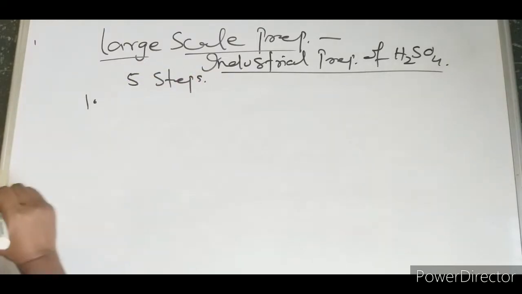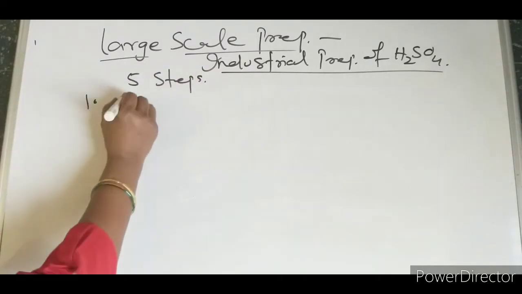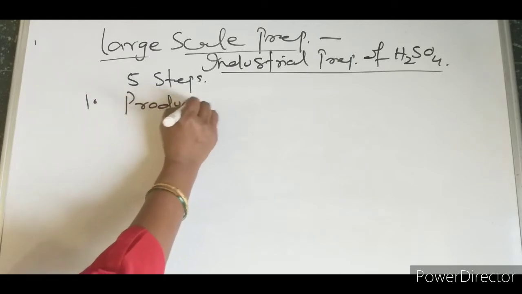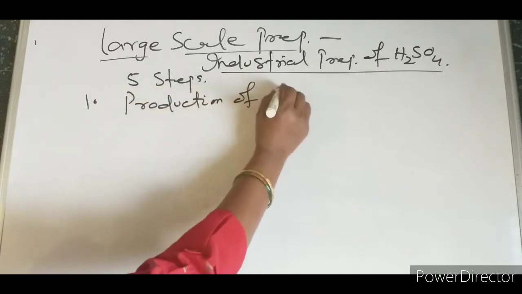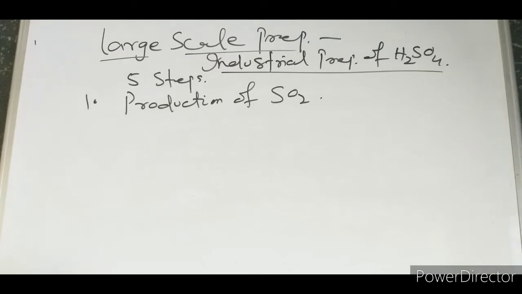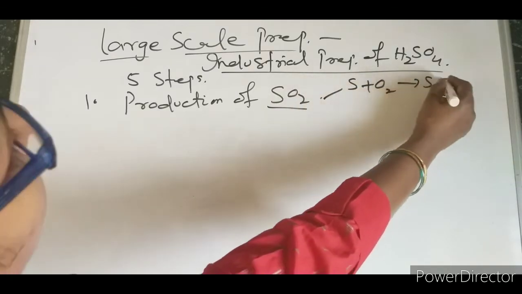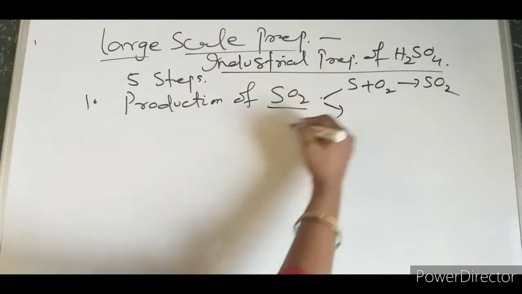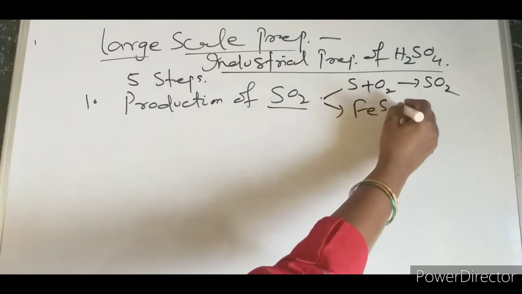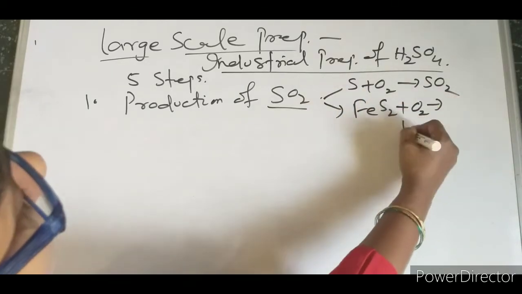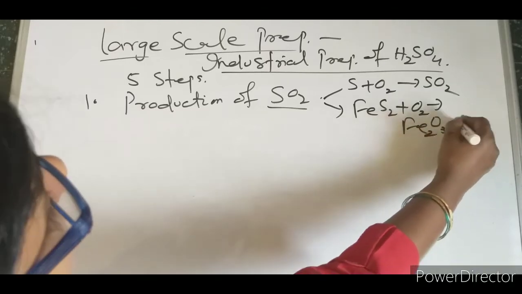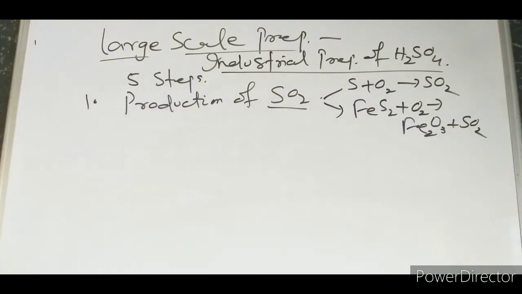What will be the first stage? The first stage will be production of SO2. This can be done in 2 ways. Sulfur burning in oxygen can give rise to sulfur dioxide. Otherwise, we can take iron pyrite, and burning it with oxygen gives Fe2O3 along with sulfur dioxide. These are the two ways, and whichever is preferred can be taken.